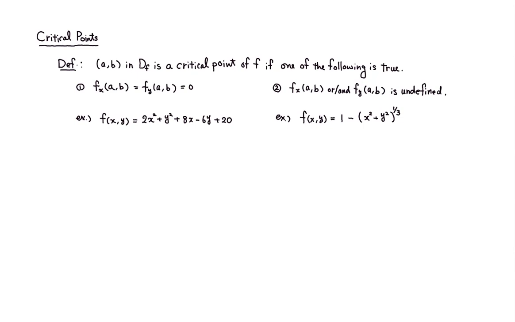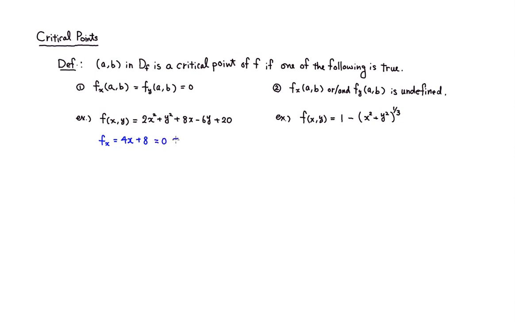So here's an example. You have f(x, y) = 2x² + y² + 8x − 6y + 20. Let's try to find a critical point. First we need to take the partial derivative with respect to x. The partial of that with respect to x would be 4x. The partial of y² would be 0, and the partial of 8x would be just 8. The partials of 6y and 20 are both 0. So we set that equal to 0.